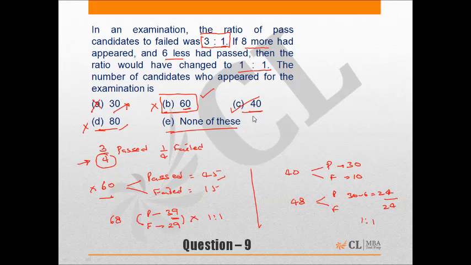The answer has to be either 40 or none of these. Then we checked 40. 40 satisfied all the conditions. Hence that has to be the answer, and none of these would not be considered. Let's go to the next question.